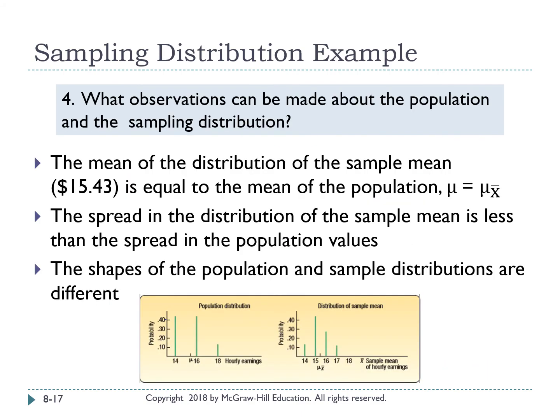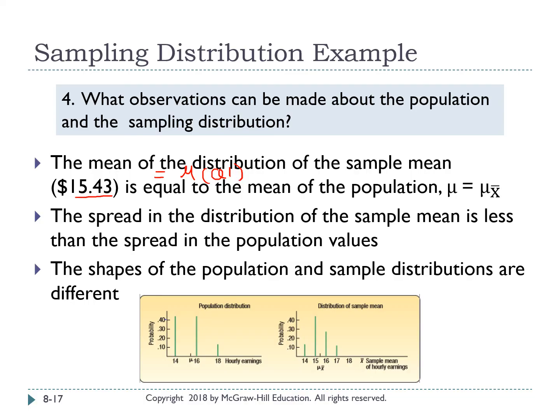Question number 4. What observations can be made about the population and the sampling distribution? The first observation is that the mean of the distribution of the sample mean, which we computed in the previous slide, is 15.43, and it is actually equal to our population mean, which we computed as mu in question number 1.